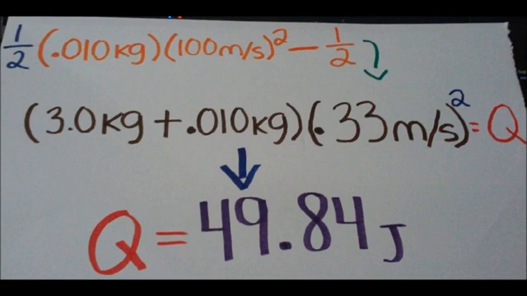I'm going to put my values into my equation, and it will be 1/2 times 0.010 kilograms, which is the mass of the bullet, times 100 meters per second squared, which is the velocity of the bullet, minus 1/2 times the total mass of the wooden block plus the bullet, which is 3.010 kilograms, multiplied by 0.33 meters per second squared, which will be the final velocity. To find the answer, I'm going to use my calculator, and in this case the result will be 49.84 joules, which will be the heat produced by the collision.